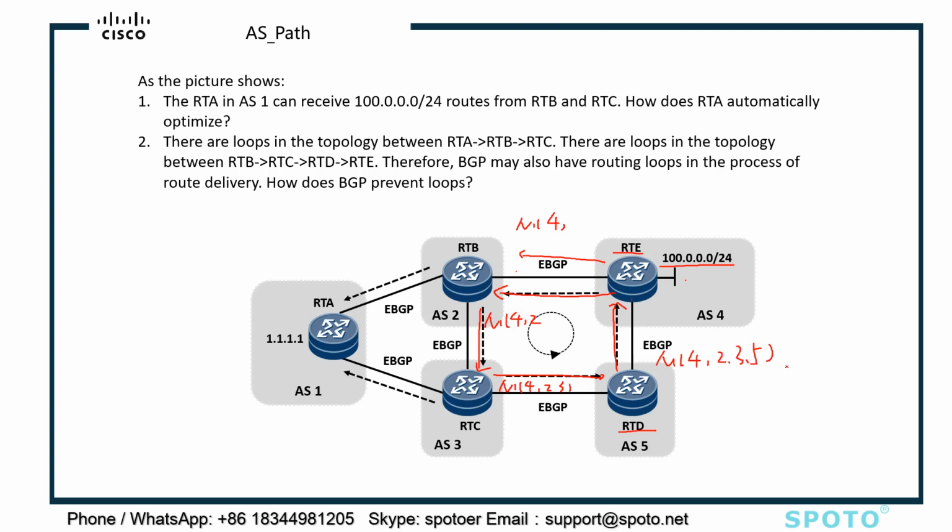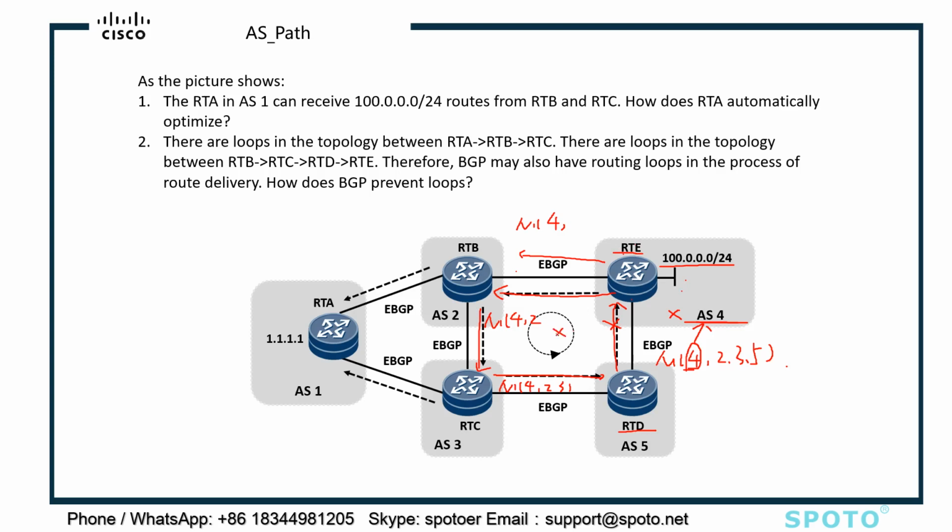Finally, this route will be sent to RTE, and when RTE receives it, it will check the AS path list. RTE will find the list has AS4. It means I just sent this route, so I will not receive it. If the AS path list has the same value as RTE's AS, RTE will not receive it. In this situation, RTE will discard this route, so the loop is broken.